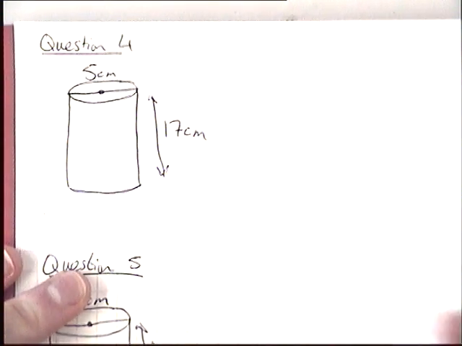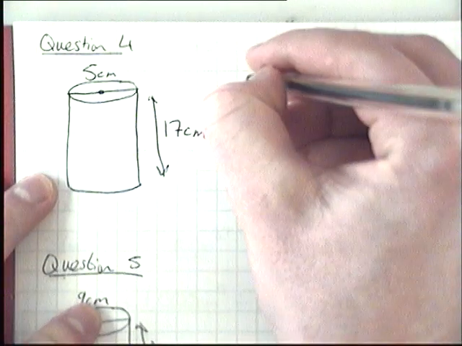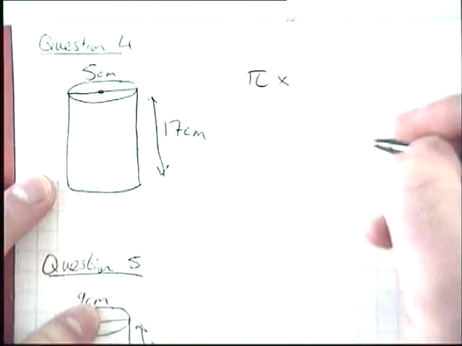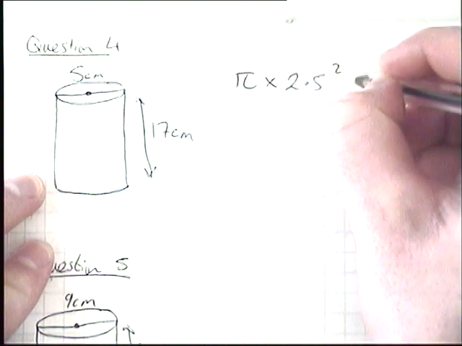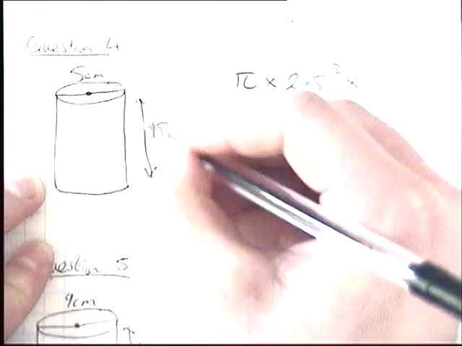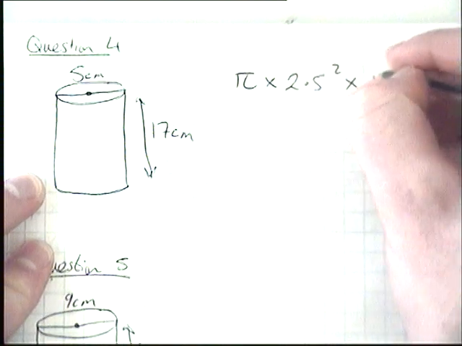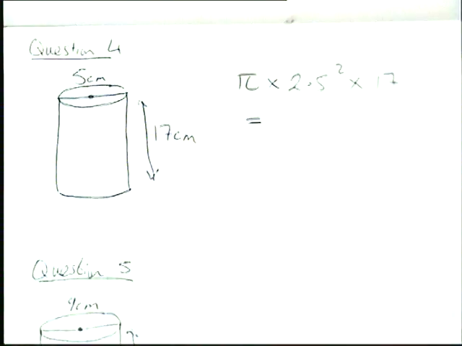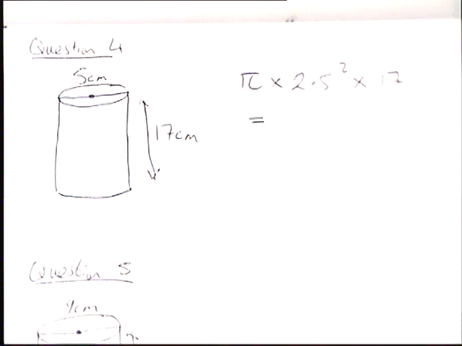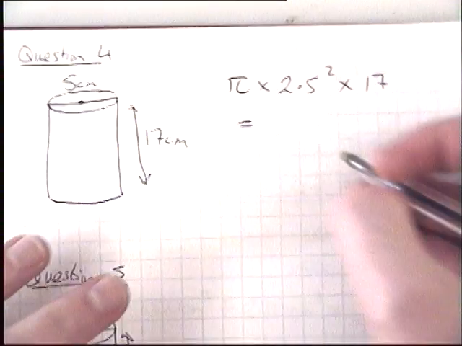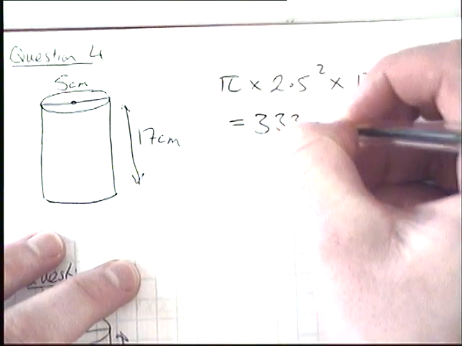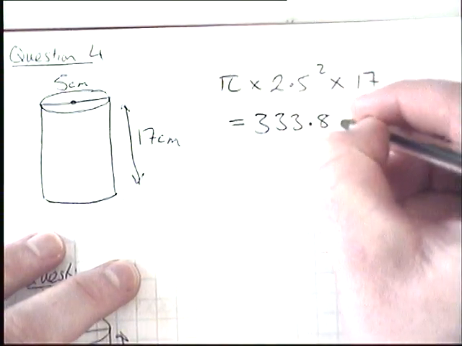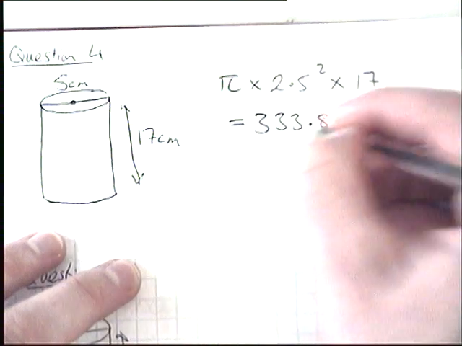Right, question 4. Again, we've got a diameter and not the radius, so we need to halve that before we put that into our equation. So we've got pi times 2.5 squared times the length of our cylinder 17. So pi times 2.5 squared times 17 to 1 decimal place gives us 333.8 centimeters cubed.